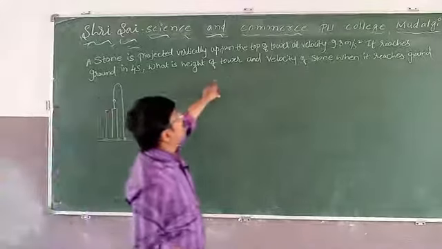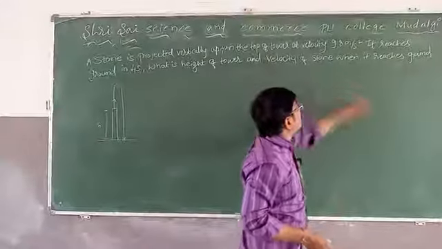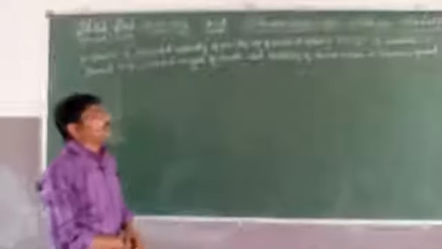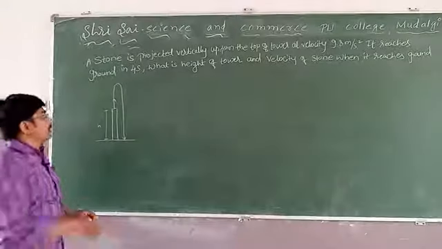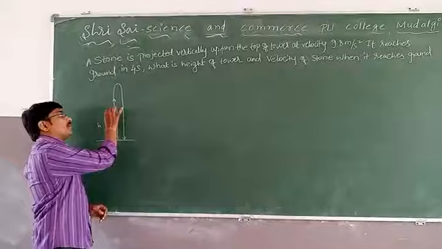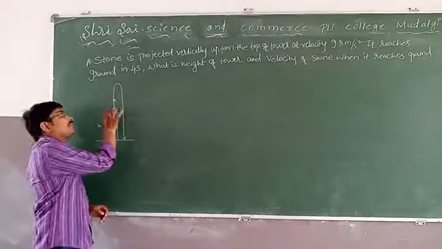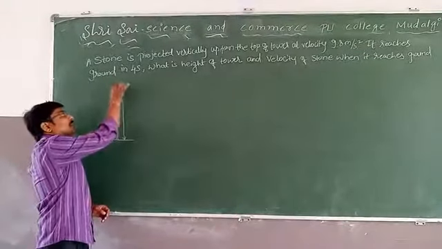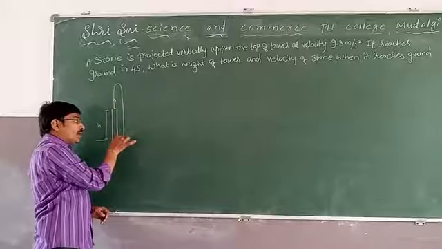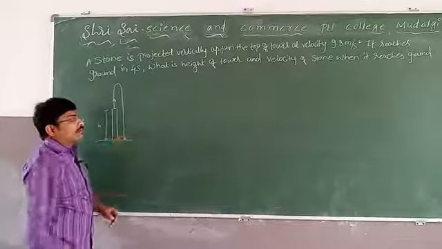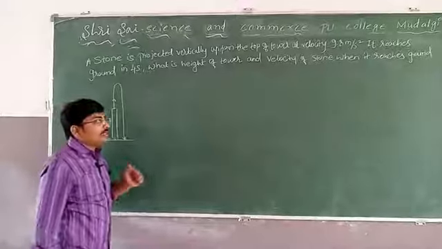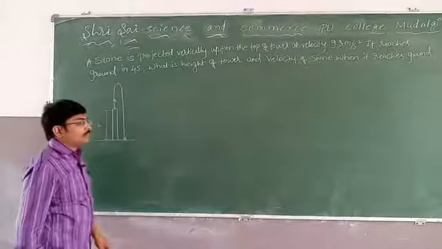That is one thing. Second thing, the velocity of the stone when it reaches the ground. When you throw the stone from the top of the tower, it will move like this and return to the ground. When it reaches the ground, at that time, how much velocity, that we have to find out.